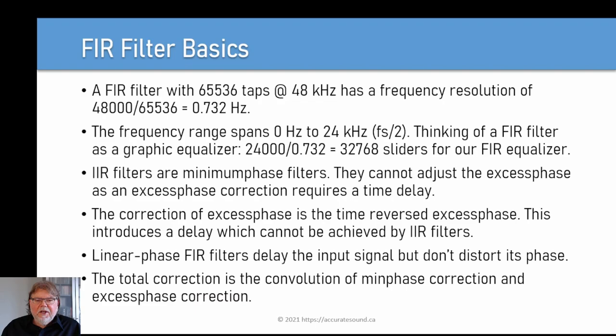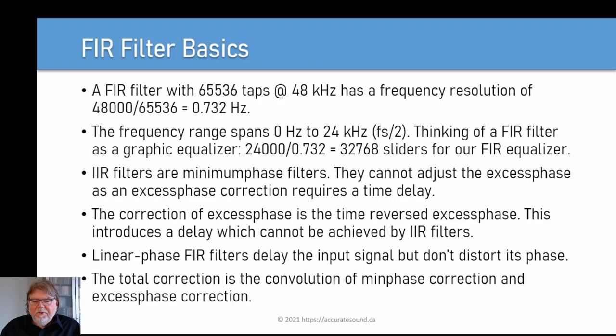Infinite impulse response, or IIR, filters are minimum phase filters. They cannot adjust the excess phase, as an excess phase correction requires a time delay. So the correction of excess phase is the time-reversed excess phase. We'll get into this in a little bit of detail, but this introduces a delay which cannot be achieved by IIR filters. Linear phase filters delay the input signal but don't distort its phase. So the total correction is the convolution of the minimum phase correction and the excess phase correction.